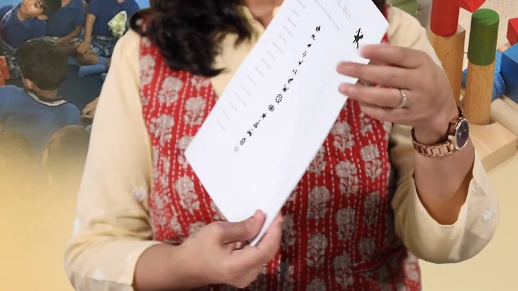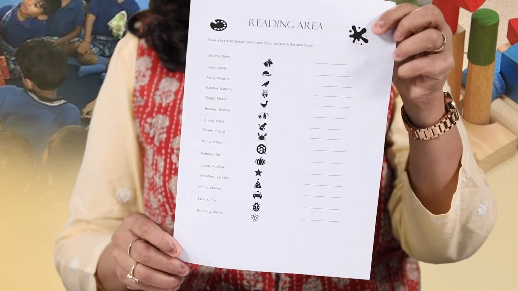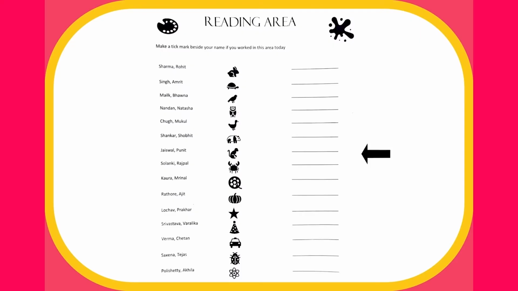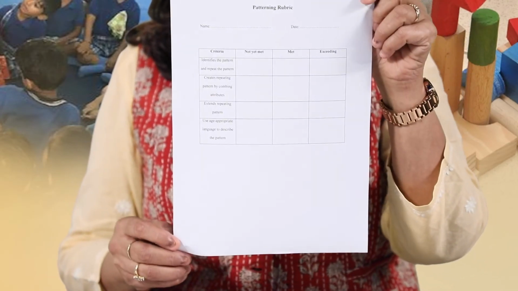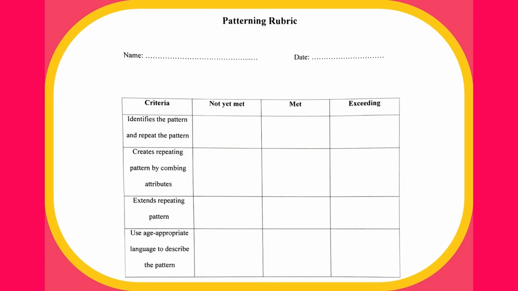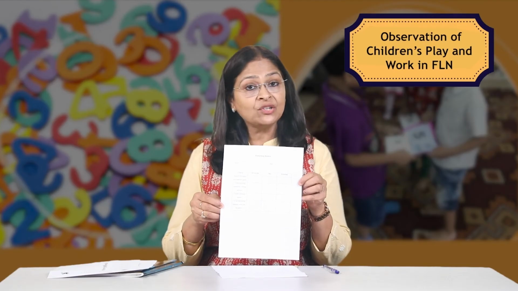See, this is a sample for when the children go to the reading area, and children themselves can tick mark if they have visited the reading area, and on the left side you can see the children's names. Let me show you another assessment sheet for patterning rubric. As I am saying, these are all just samples; you can create on your own.